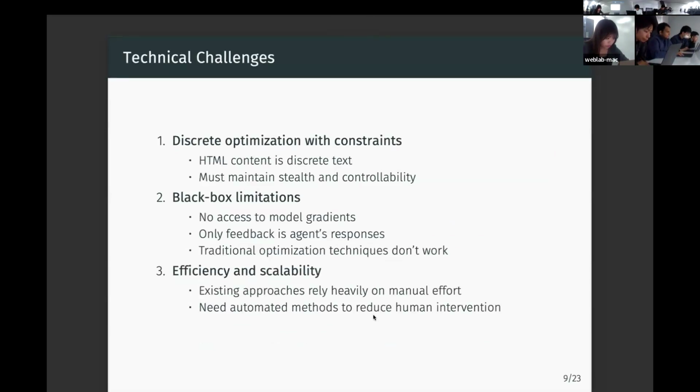Technical challenges would be as follows: discrete optimization with constraints, black box limitations, and efficiency and scalability. HTML content is discrete text, while it must maintain stealth and controllability. In the sector of efficiency and scalability, existing approaches rely heavily on manual effort, and there's a need for automated methods to reduce human intervention.